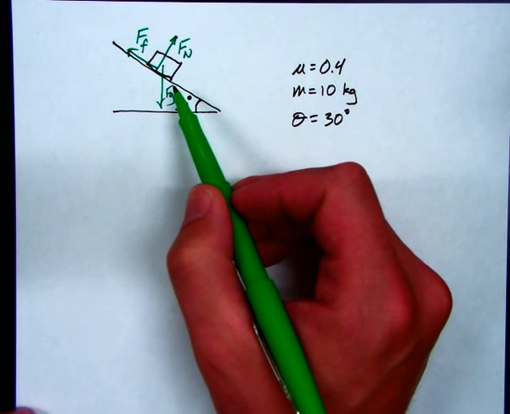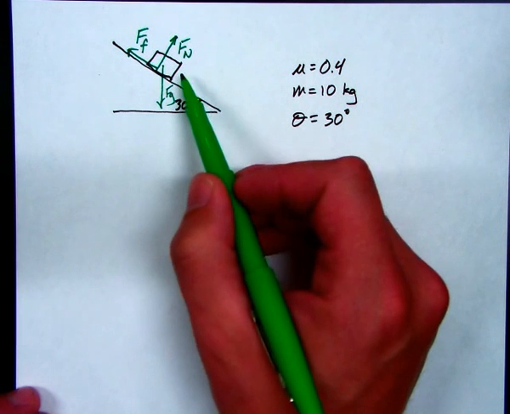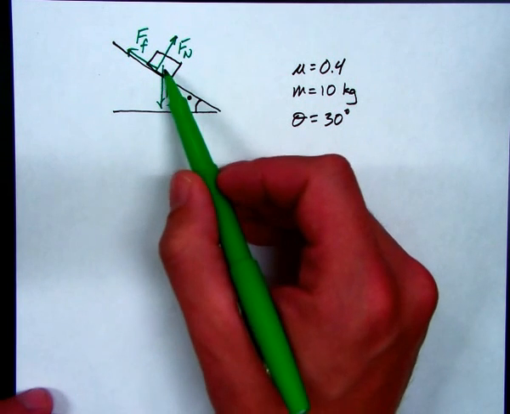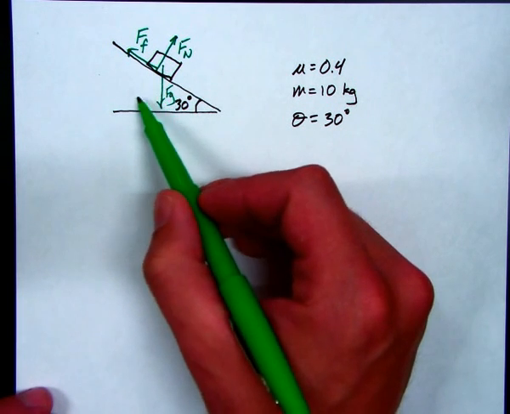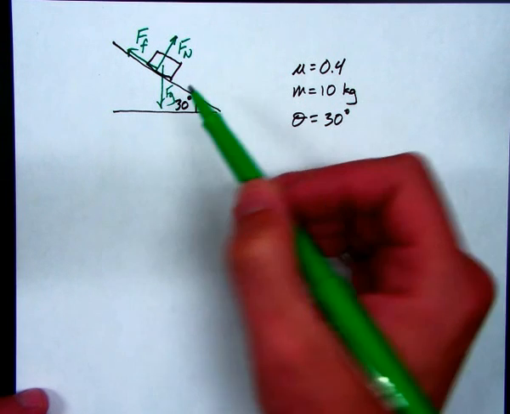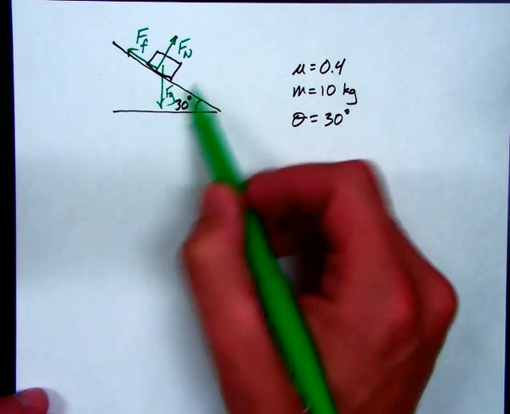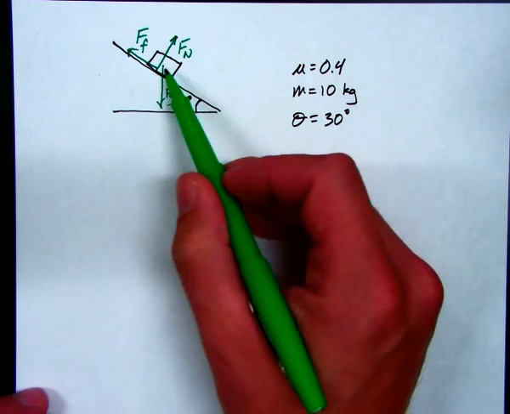But that is not a separate arrow. In fact, what's pulling the block down the ramp is the part of gravity that acts down the ramp. We'll get to that in a second. So don't go drawing any other arrows here. So it's just normal force, gravity, and friction.